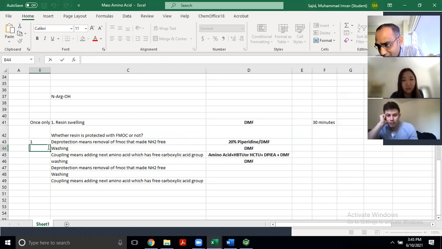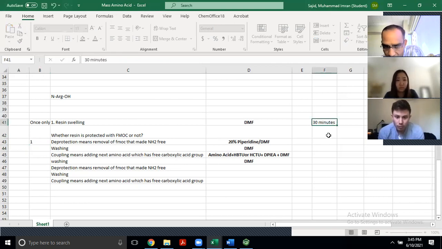And then you will weigh the resin, and then you will put the resin in the reaction vessel. And then you will add DMF to swell it. After that, you will do deprotection. And usually you do deprotection for 10 minutes.